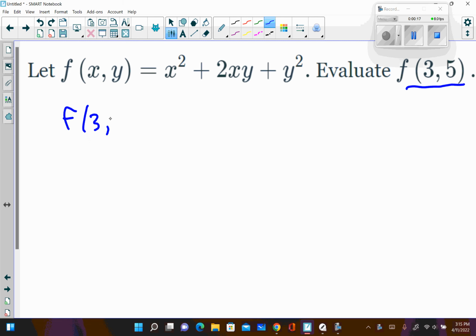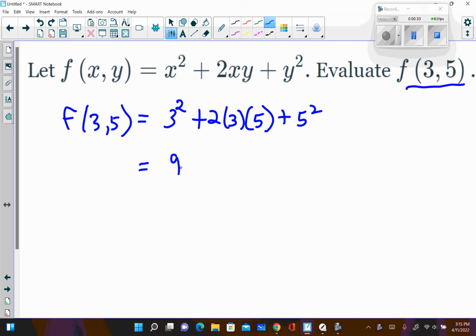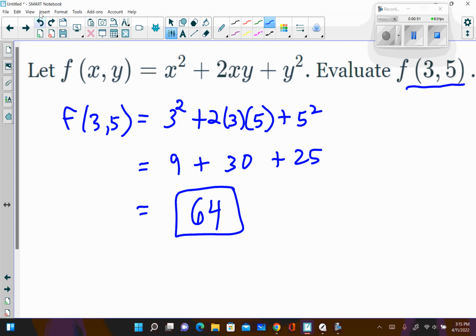F of 3 comma 5 means replace every x with 3 and replace every y with 5. There's y is 5. This is 9 plus 30 plus 25. 39 plus 25 is 64. That's it. F of 3 comma 5 is 64.